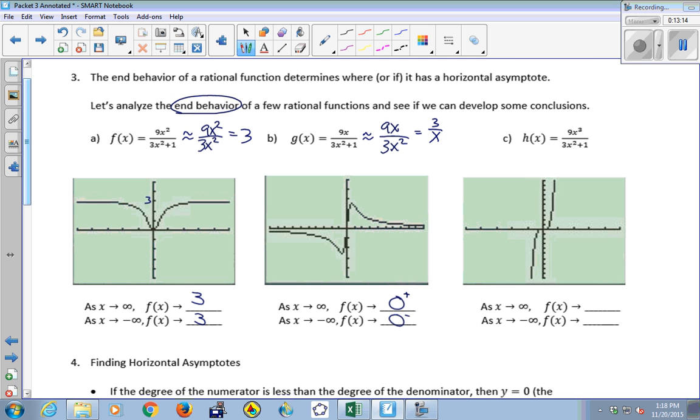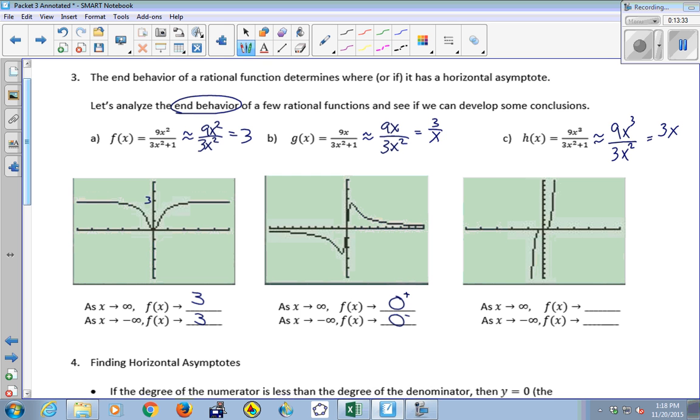All right, one more example. I've got 9x cubed over 3x squared plus 1. Again, the plus 1 is so tiny, it doesn't matter. So I have 9x cubed over 3x squared. And when I reduce that, I get 3x.